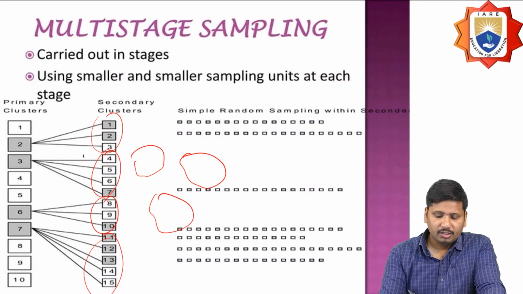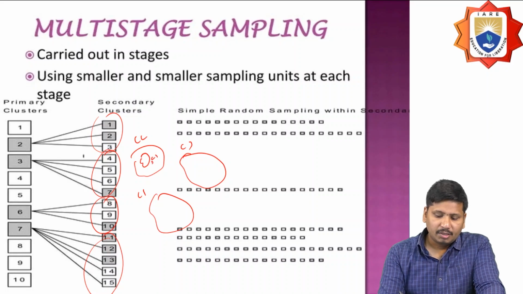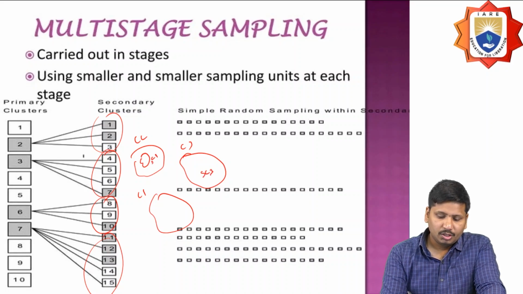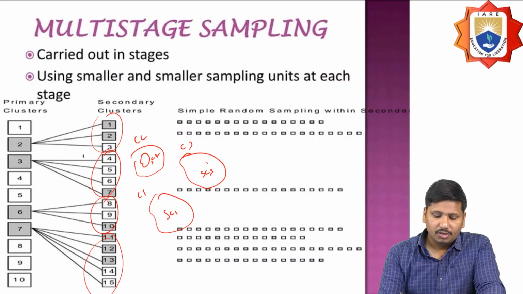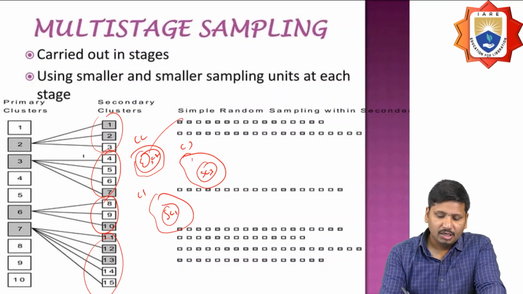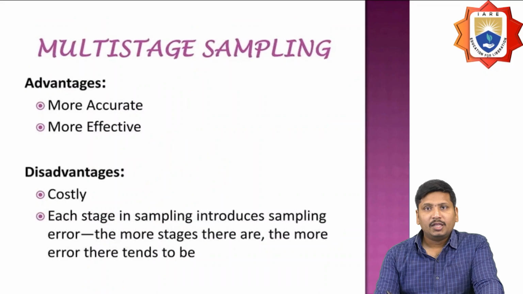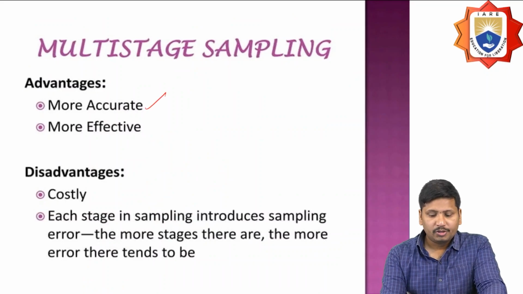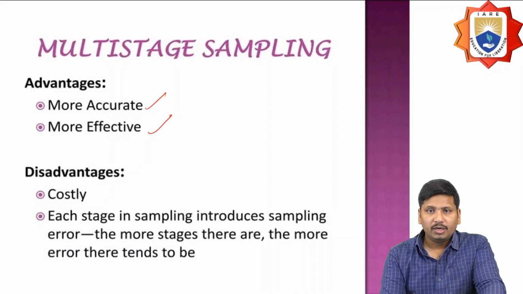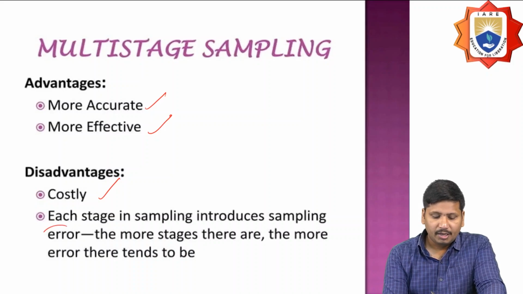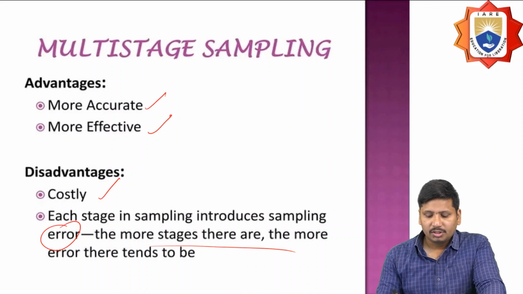So within this group of clusters C1, C2 and C3, again I'm going to identify the subclusters SC1, SC2 and then SC3. So identifying these subclusters from each cluster should be treated as multi-stage sampling here. The advantage is that it should be more accurate and more effective, and the disadvantage is that it should be costly, and each stage in sampling introduces sampling error. The more stages there are, the more chance of getting errors.